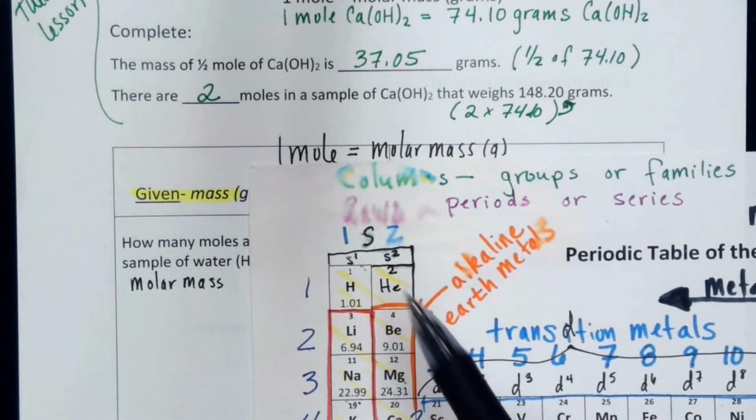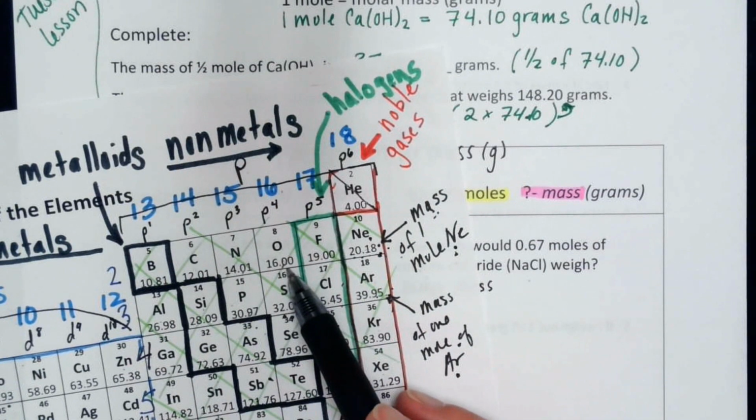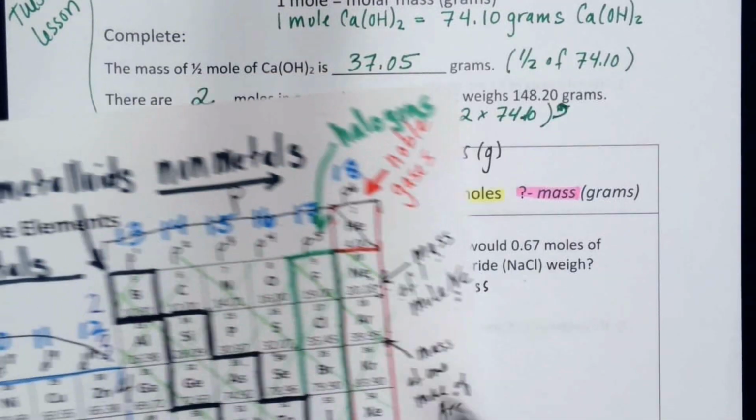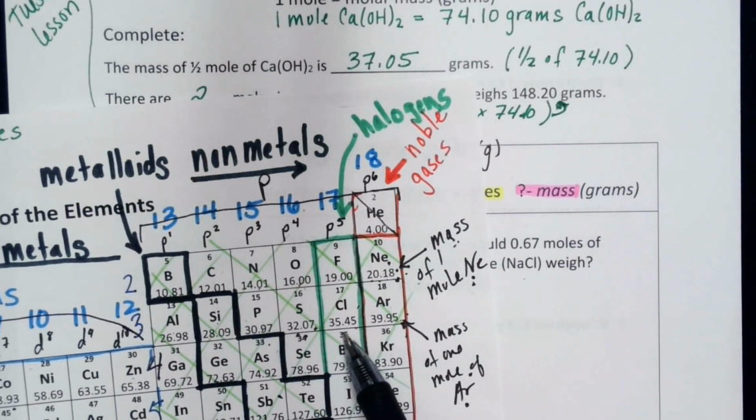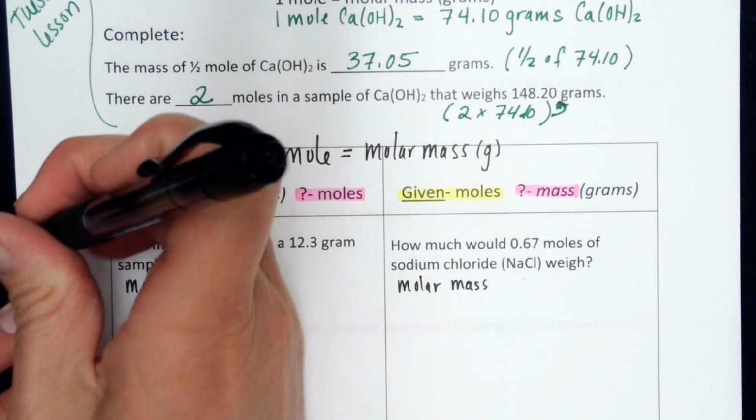All right, so let's look up. We've got hydrogen at 1.01. We have oxygen at 16.00. We have sodium at 22.99, and then we have chlorine at 35.45. So those are all the numbers that we're going to need.